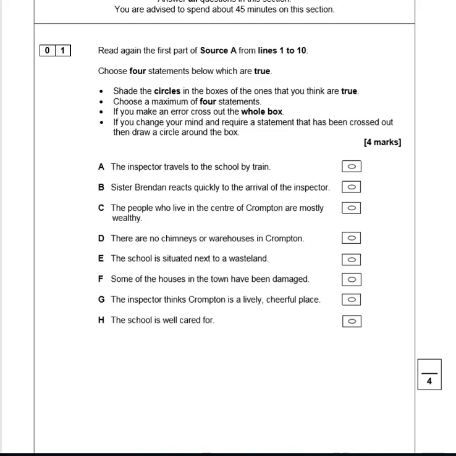We need to be precise on this. And the best way to do this is, don't just read the articles, come to this question and shade what you think is right. Double check. Prior preparation prevents poor performance. Take your time. If you think A is correct, just quickly, we're only looking at lines 1 to 10 in source A. So we look at lines 1 to 10.